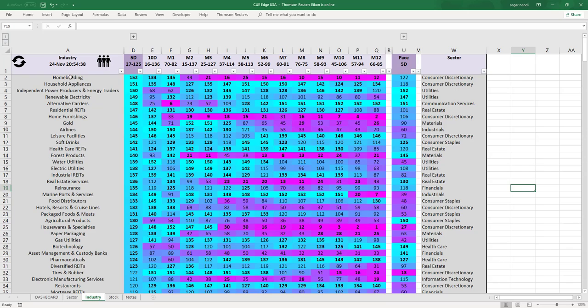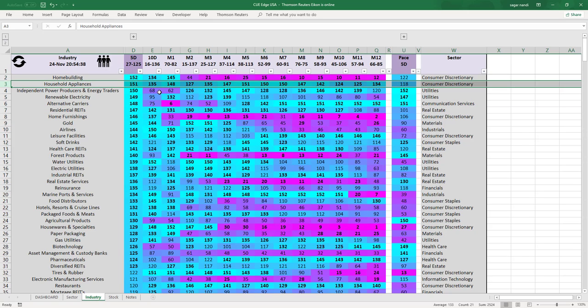QH analyzes hundreds of industries in the same way that it analyzes the sectors. It analyzes them across 12 monthly review periods and then more frequently in recent times, and creates a scorecard and heat map. The best performing industries are shown with cyan color over 5 days period. Household appliances is a strong industry. You would look for buying opportunities in this industry. Let's drill down.